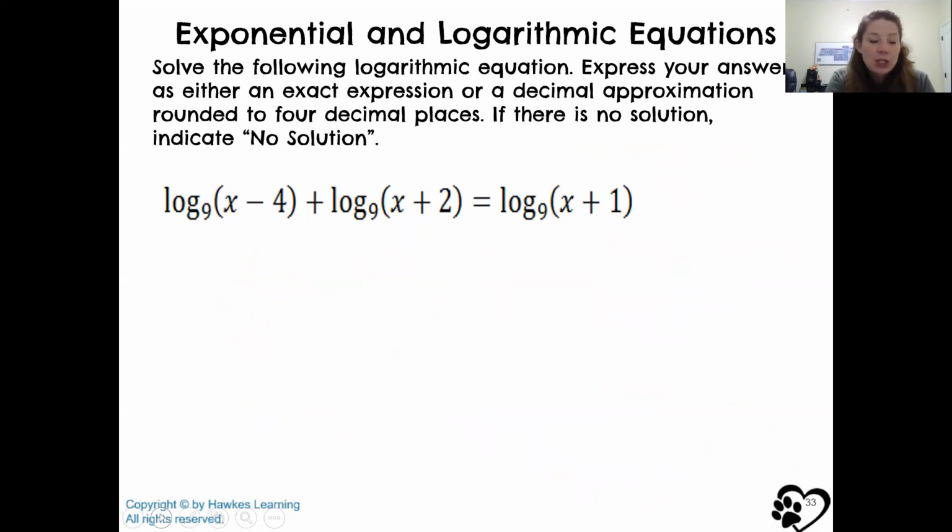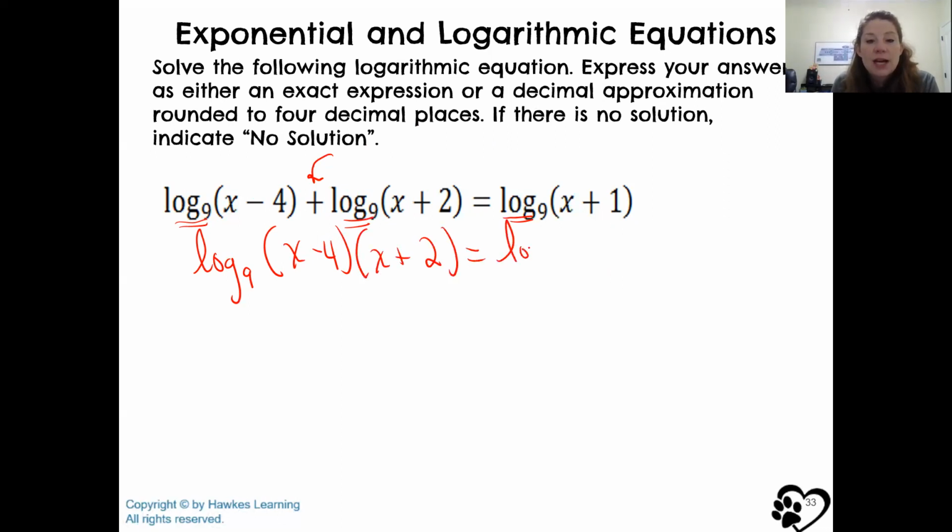All right, so this is similar to that one. So let's see what's going on with this one. So the first thing you want to realize is if you have the logarithm of this plus the logarithm of this is equal to the log base 9 plus log base 9. Well, let's go ahead and condense it. Log base 9 of x minus 4 times, because we see addition, x plus 2 is equal to log base 9 of x plus 1.